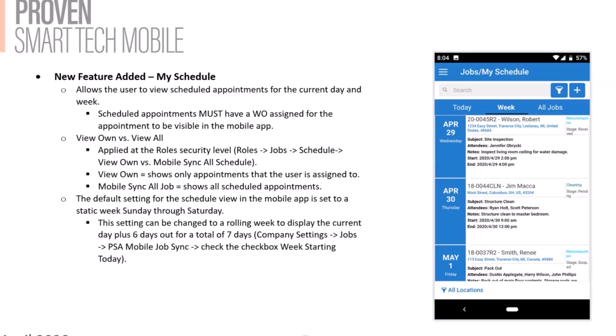In regards to viewing the schedule from the mobile app, the user is only able to see 7 days. And the company will be able to set what 7 days the user will see. This is done through our company settings. Our default setting for the mobile application will set it to a static week, so we're going to see Sunday through Saturday. Or you have the option of seeing a rolling week, where we would see today's events plus 6 days out for a total of 7 days. So depending upon what your company's preference is, you can make that selection in our company settings.